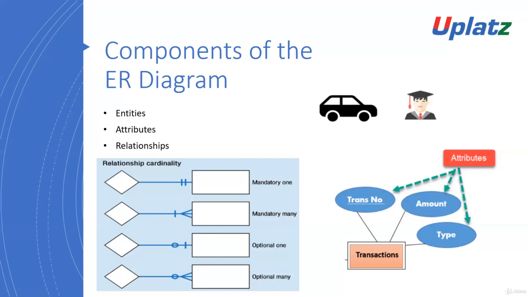Then we have optional one. That means there is a possibility Jack has just one car or Jack has more than one car. Then we have optional many, which means that there could be a possibility of having more than one.